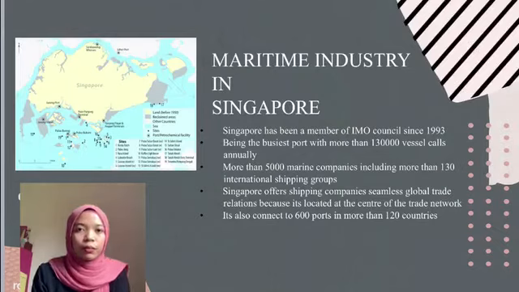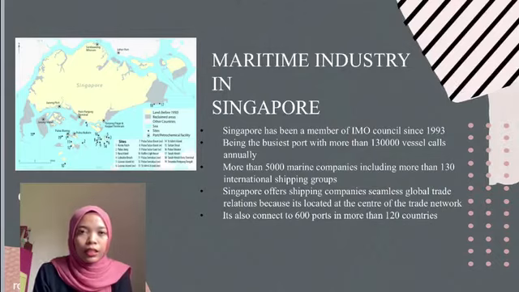I want to talk about the maritime industry of Singapore. Since 1993, Singapore has been a member of the International Maritime Organization (IMO) Council. The Port of Singapore is the busiest port in terms of shipping tonnage, with more than 130,000 vessel calls annually. From the time of its establishment in 1819, seaborne trade has been a vital lifeblood for Singapore.